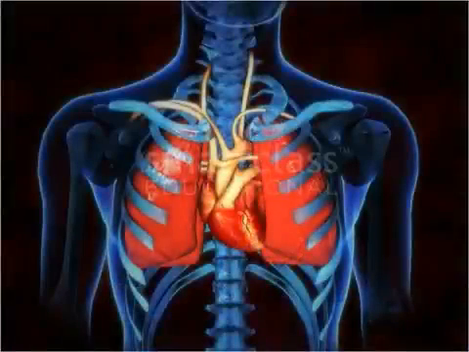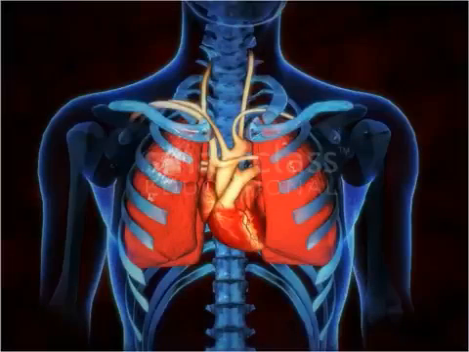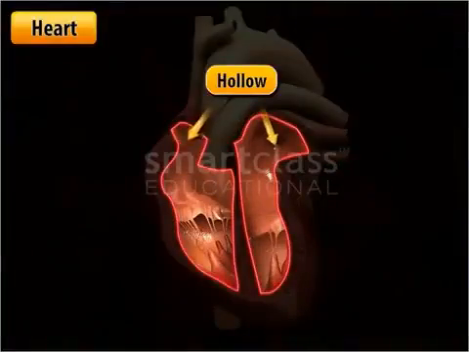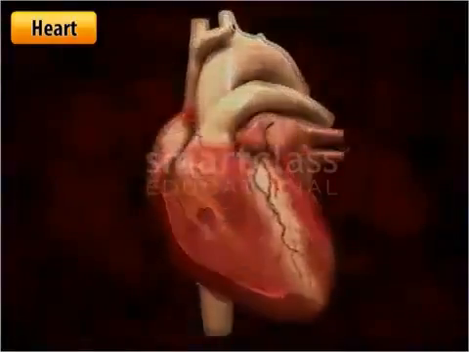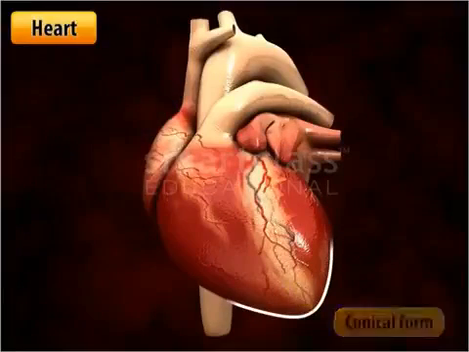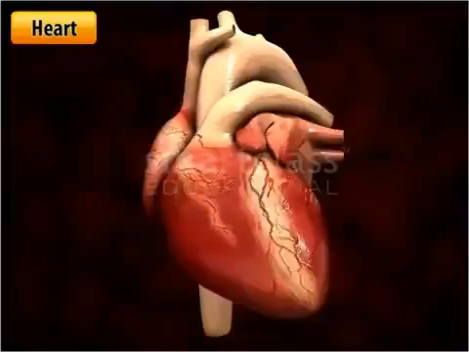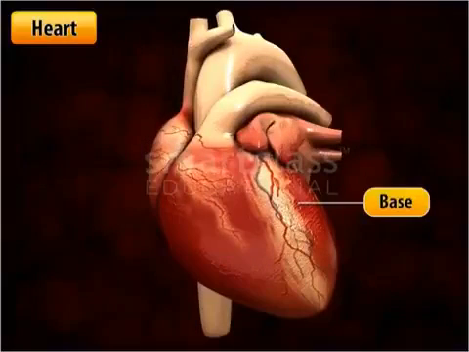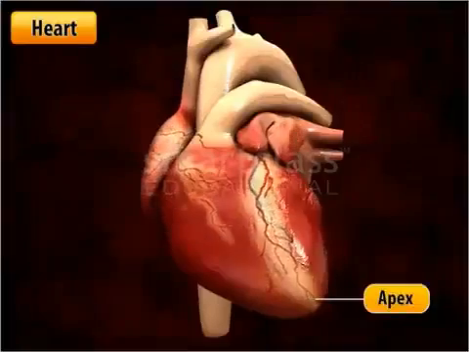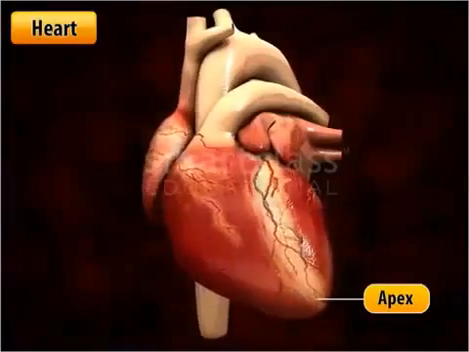Next comes the shape of the heart. The heart is a hollow, fibromuscular organ of a somewhat conical form with an upper broad part, the base, and a lower narrow part, the apex. The apex points slightly to the left.